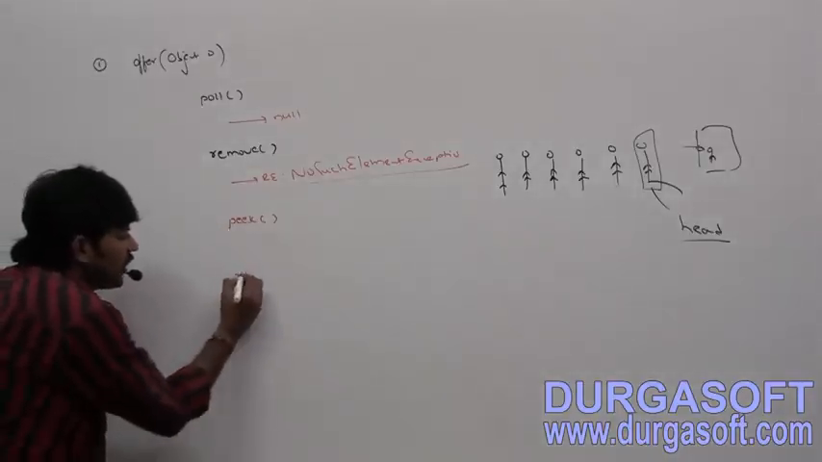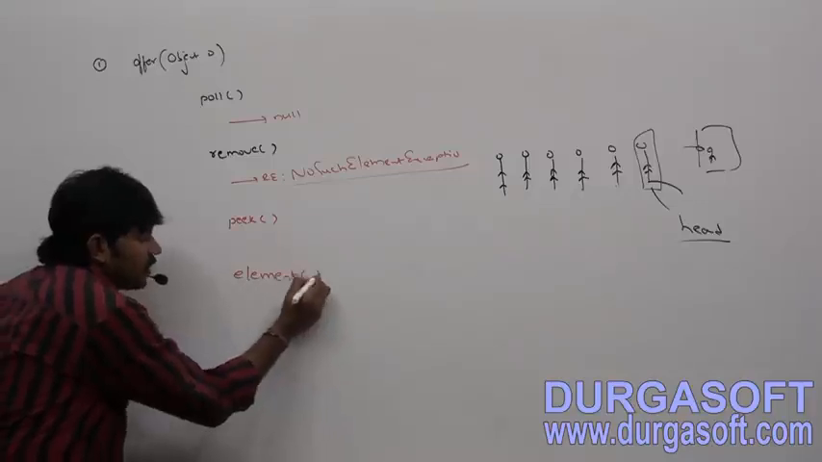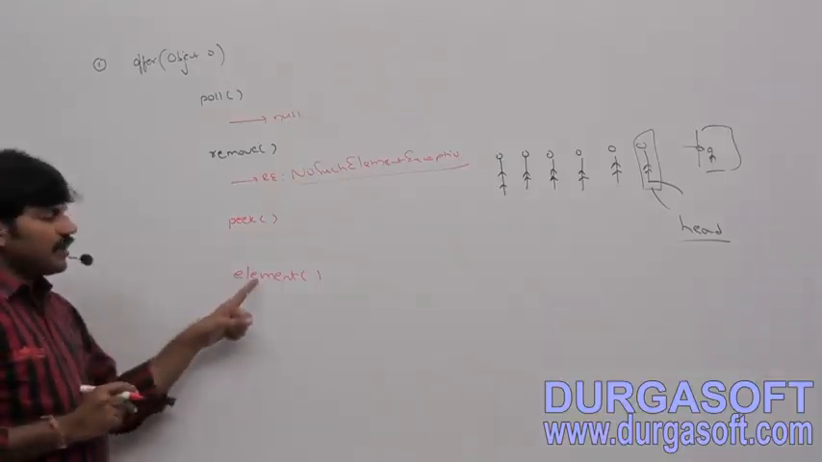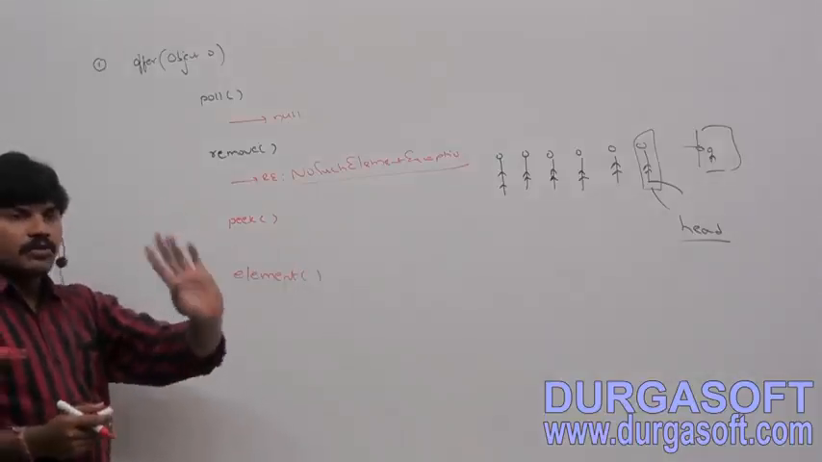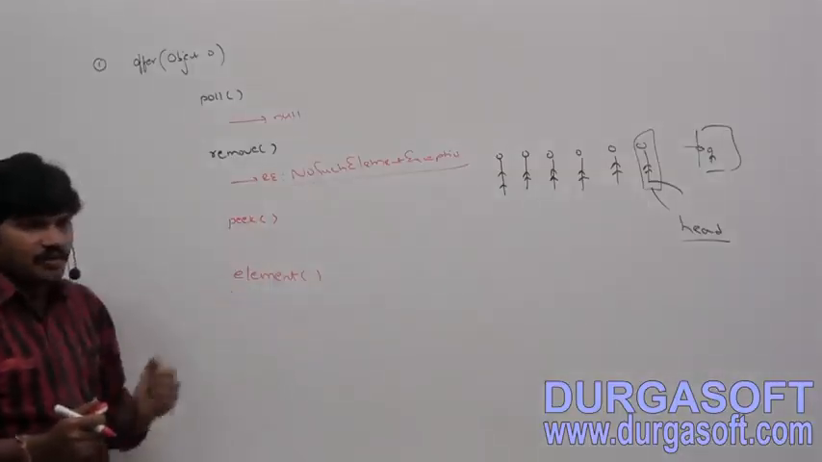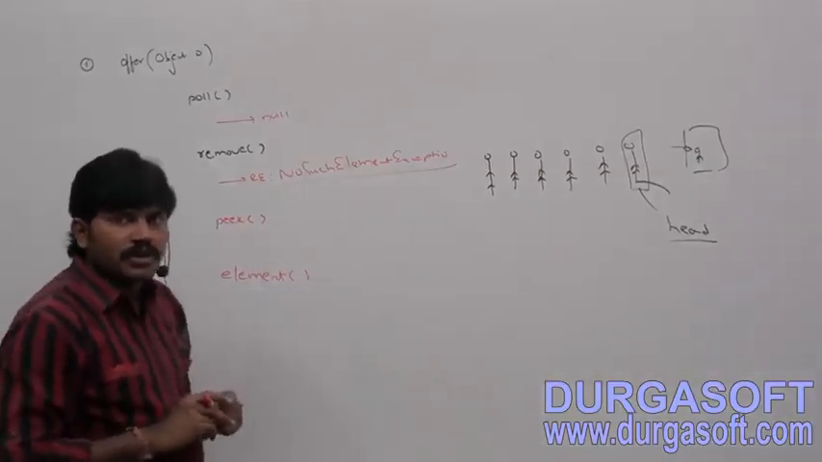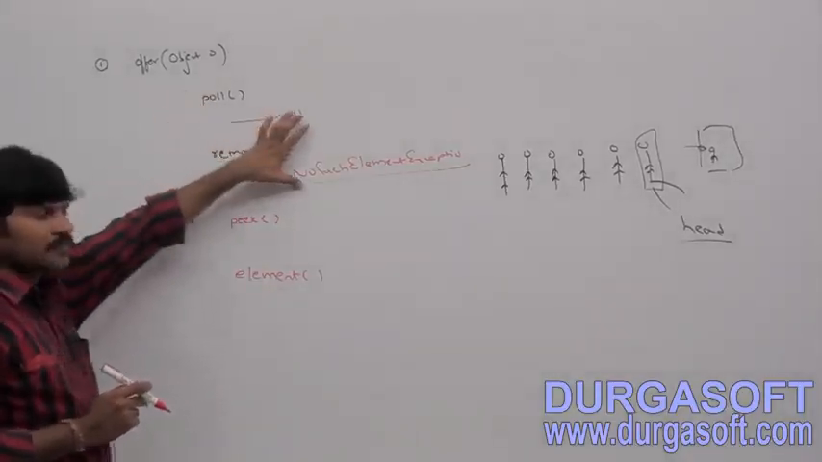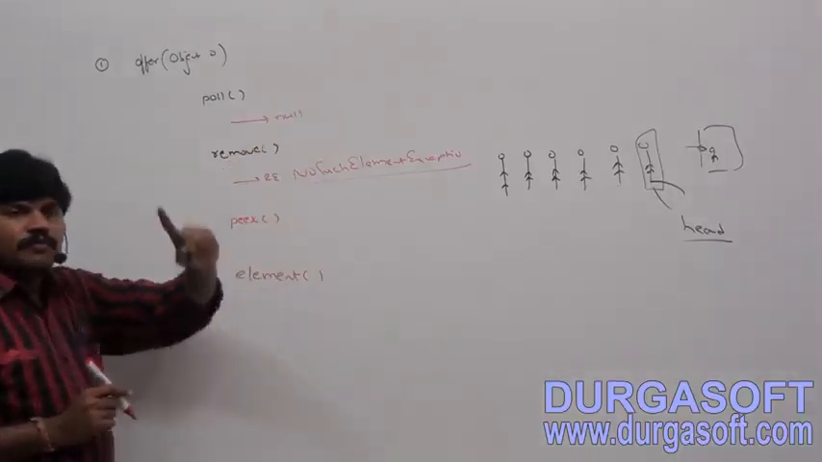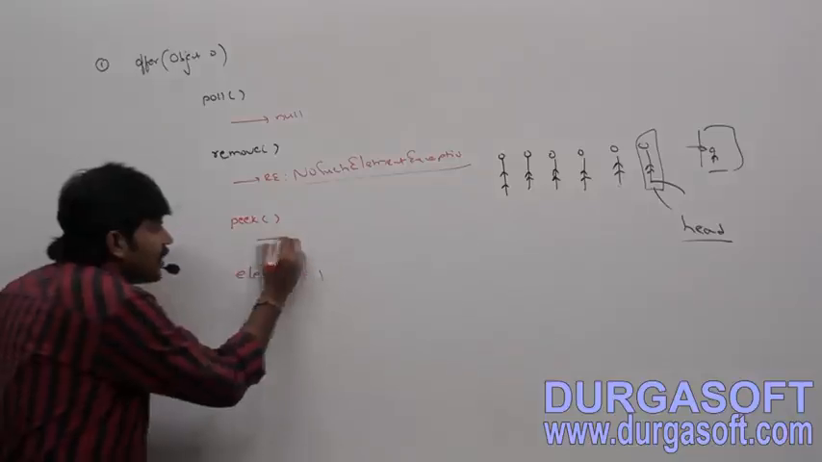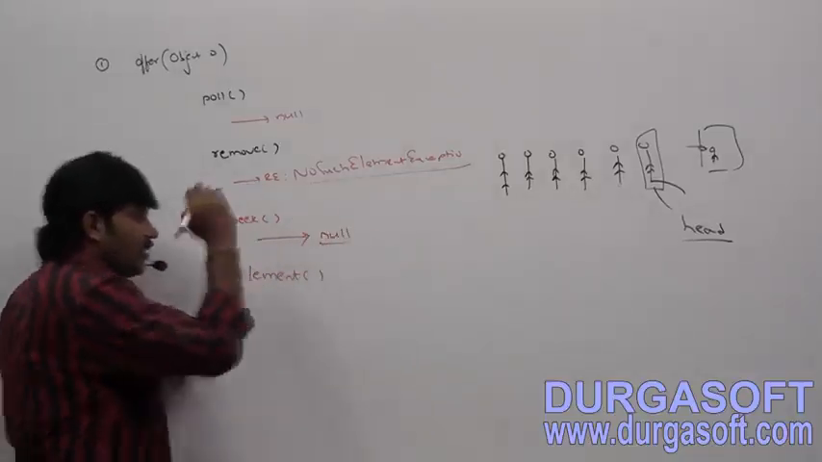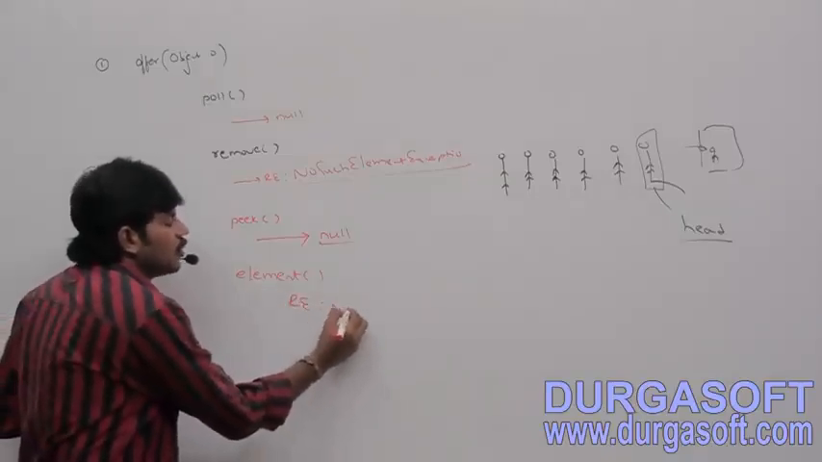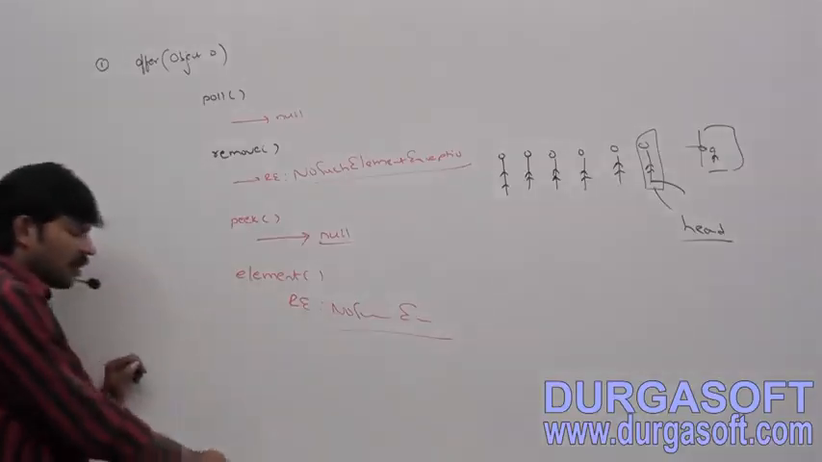Sir, there is one more method named the element method. What is the purpose of the element method? Same, sir. Return the head element without removal. Don't remove, just return the head element. Then immediately you may ask, sir, what is the difference between peek and element? Same as the difference between poll and remove. If a queue is empty, then the peek method simply returns null. If a queue is empty, the element method raises NoSuchElementException, a runtime exception, right?